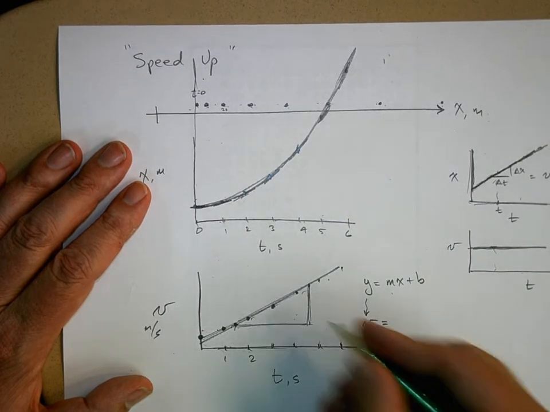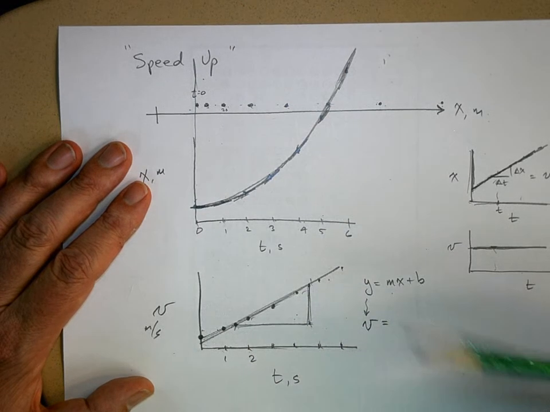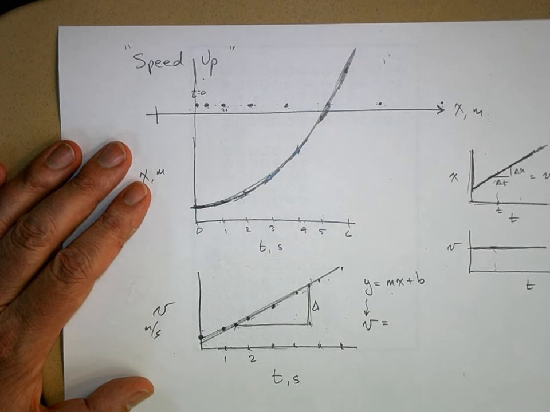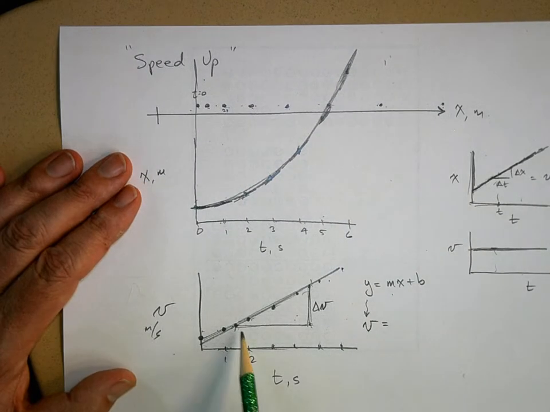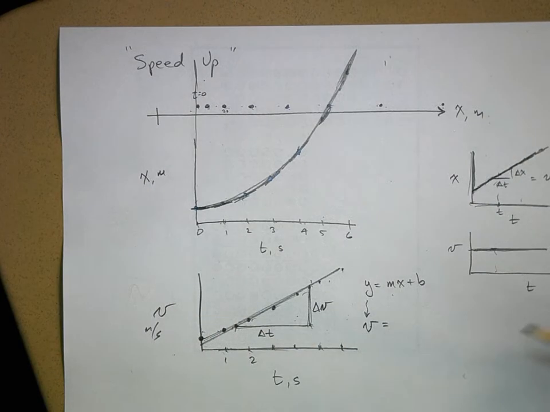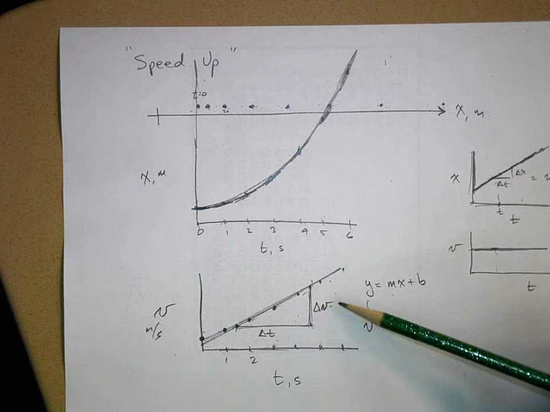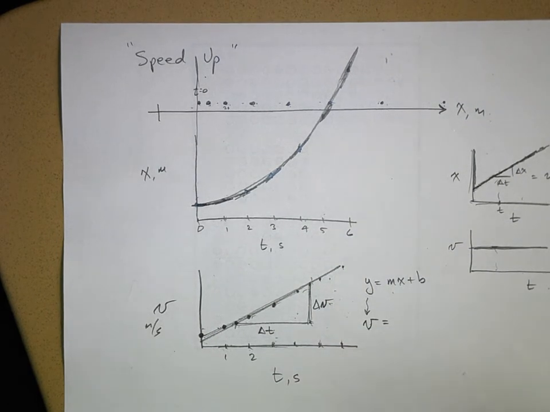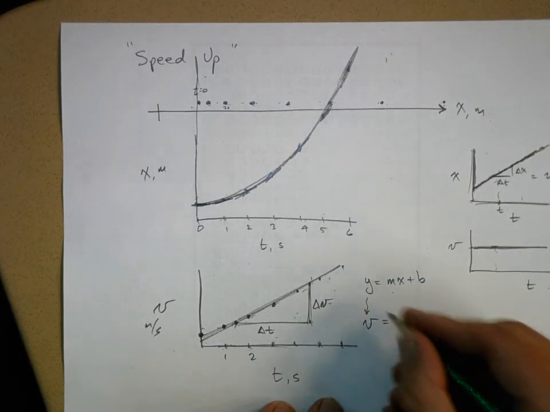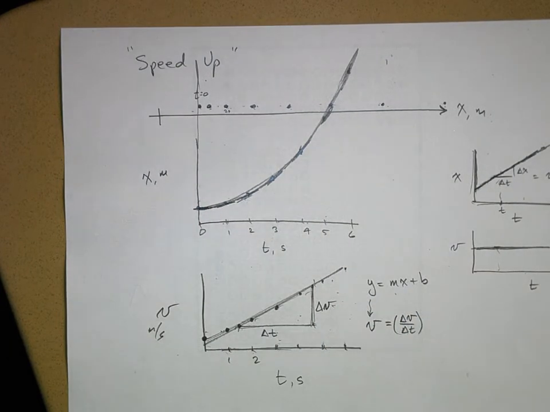Well, what is the rise here? From here to here, that's a change in what? Delta velocity. Delta V. That's how much I changed my velocity when I changed my time from here to here. Slope, the rise over the run, delta Y over delta X, but we're not using X and Y, we're using V and T. So the slope here is going to be delta V over delta T. And if I give you an actual problem, which I will, you'll have to figure out what that slope is.